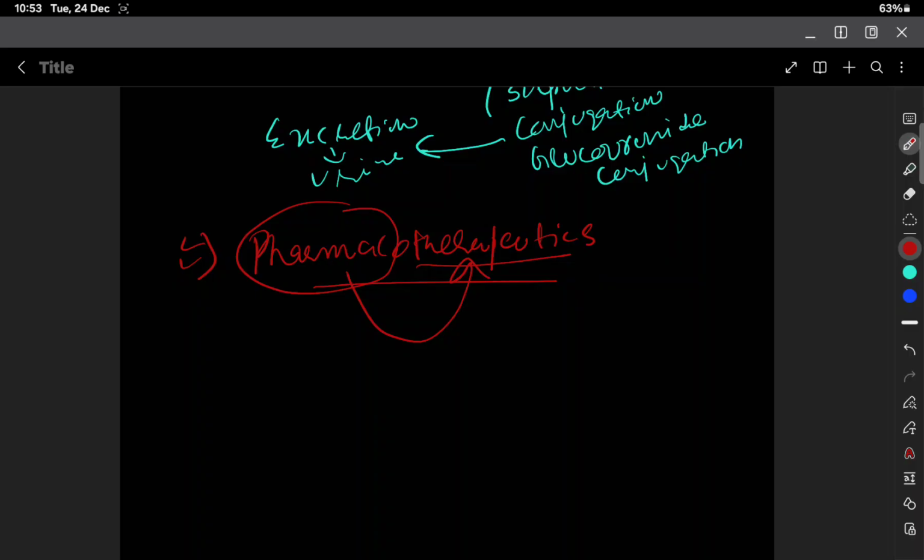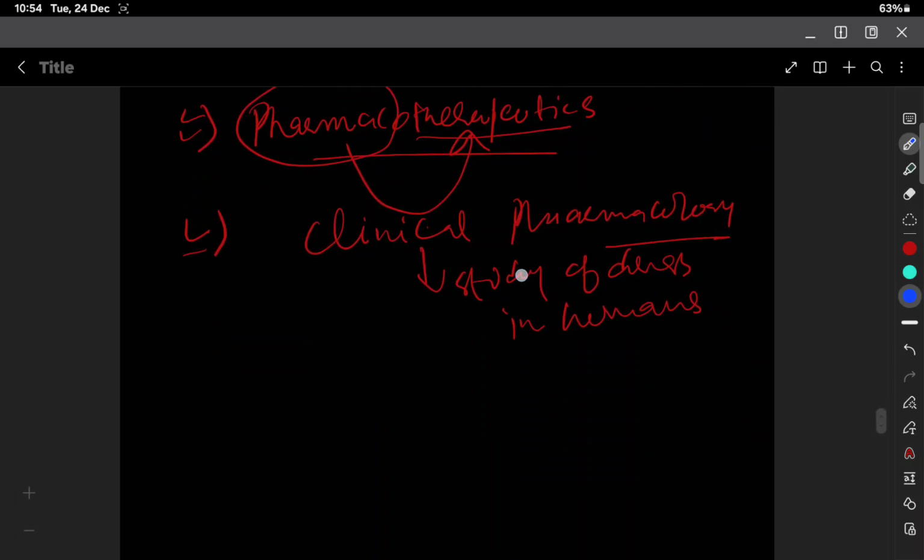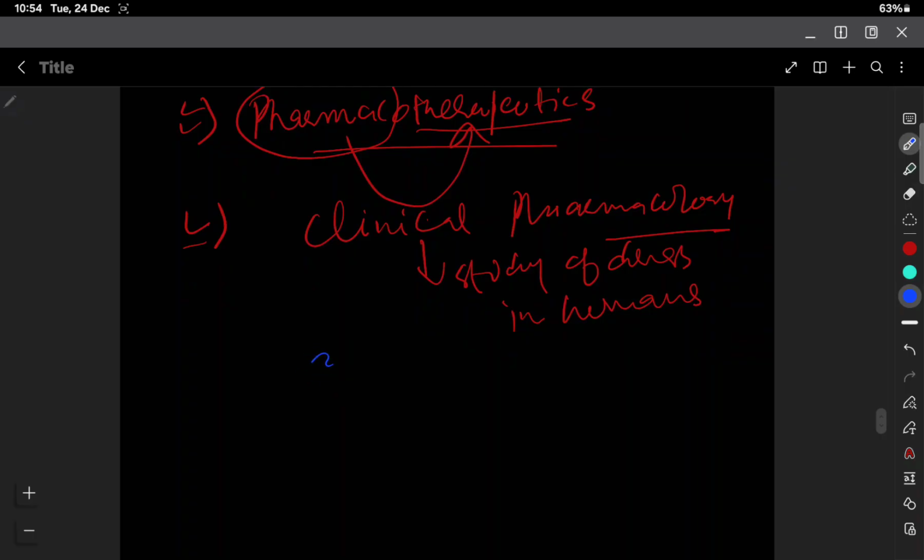So next one is clinical pharmacology. Clinical pharmacology means where we study the drugs, both the old drugs as well as the new drugs, in humans. Study of drugs in humans is called clinical pharmacology. We study this because we have to go through a concept called evidence-based medicine.